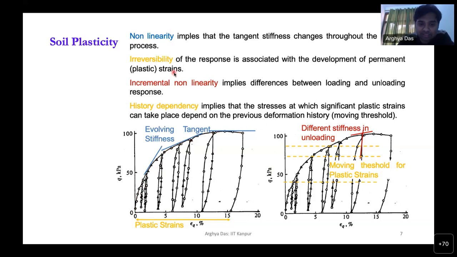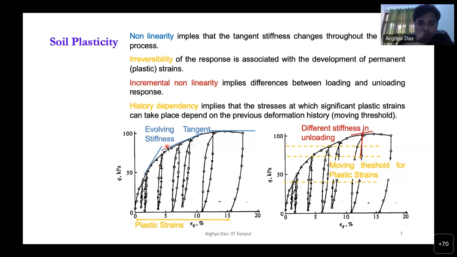There is an irreversibility involved. Irreversibility in the sense that you can unload and load, and sometimes they are not following the same path. So you unload it and load it back. A classic example is when you are performing an oedometer test.